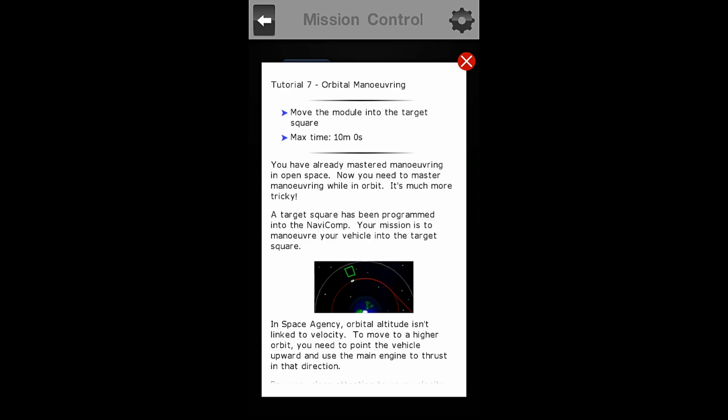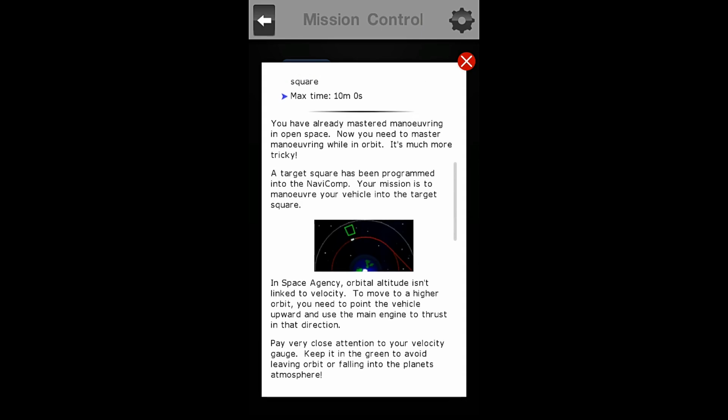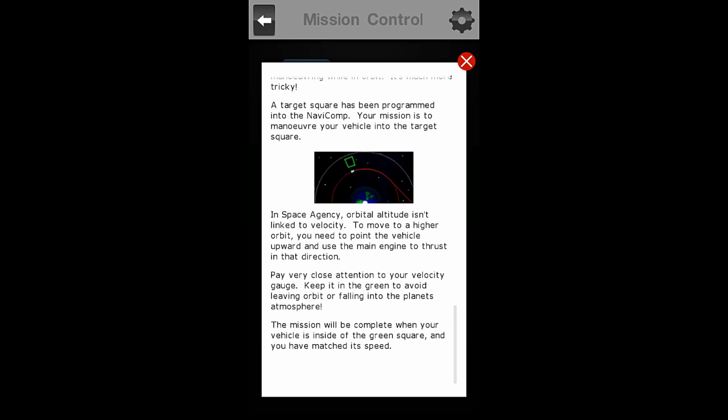Objectives are to move the module into the target square. The max time is 10 minutes, 0 seconds. You have already mastered maneuvering in open space. Now you will need to master maneuvering while in orbit. It's much more tricky. A target square has been programmed into the Navicomp. Your mission is to maneuver your vehicle into the target square.